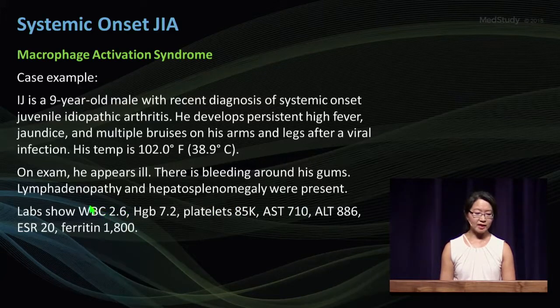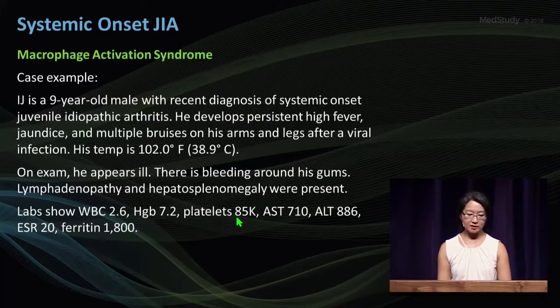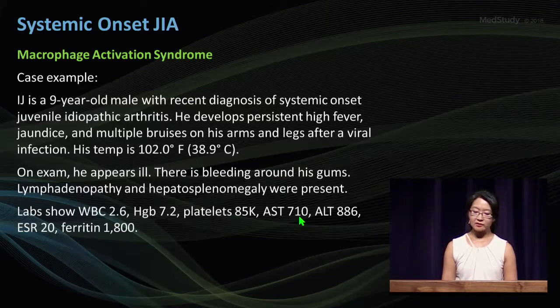His lab shows a white count of 2.6. Ding, ding, ding, look at this. Normally, patients with SOJA will have a high white count, right? But his white count's low. His hemoglobin is 7.2, and his platelets 85,000. Another ding here. Usually platelets are high, not low. AST is 710, ALT is 886. His sed rate is 20. This is also another ding, ding, ding. Pay attention to white counts, sed rates, look at the platelets.